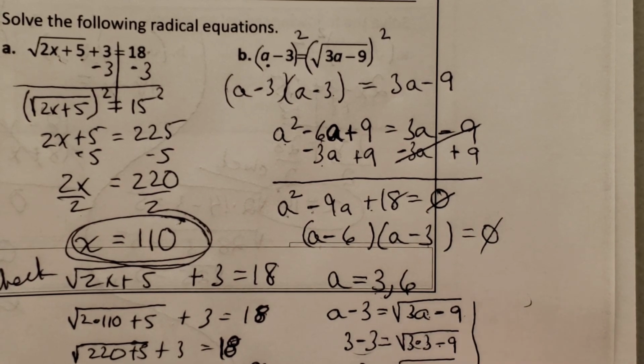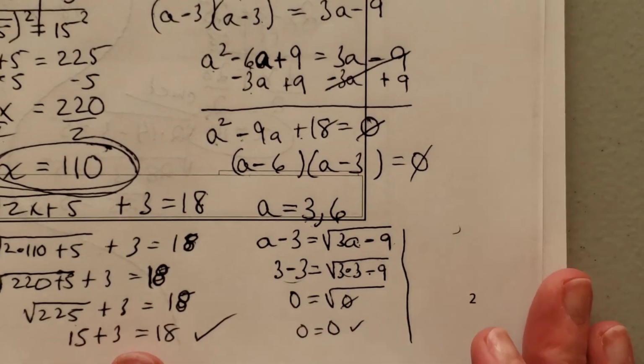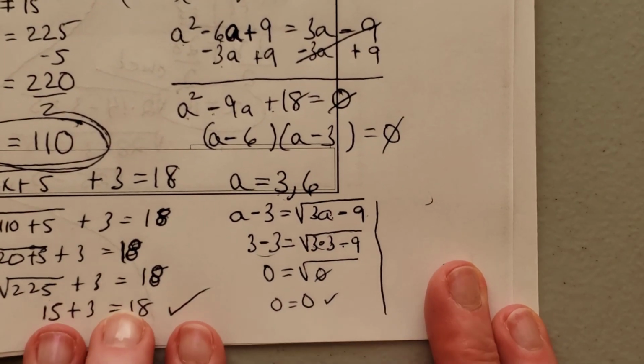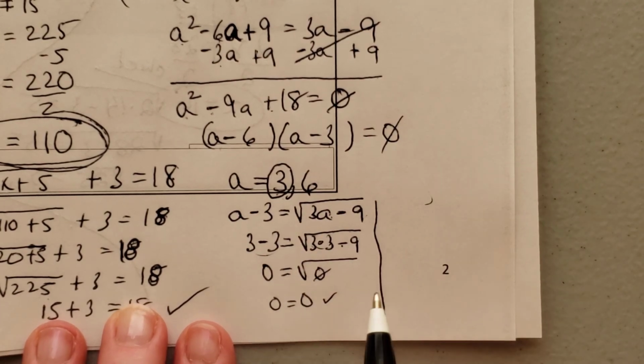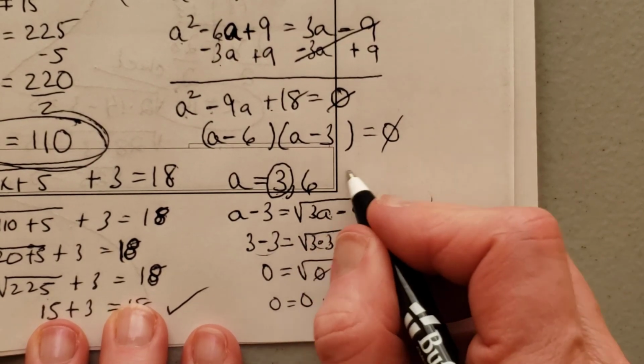Is the square root of 0, 0? Yes, it is. Oops, I ran out of room, but yes. So 3 is a good answer. 3 is a good answer because this is true. All right, let's now try for 6.